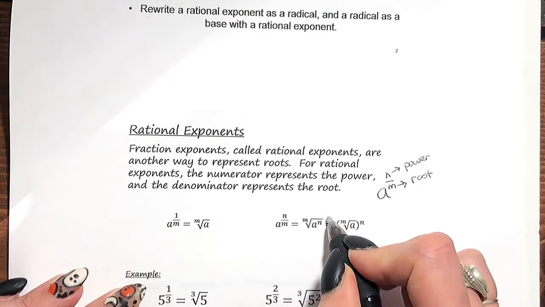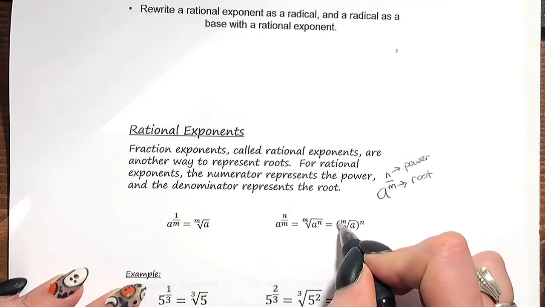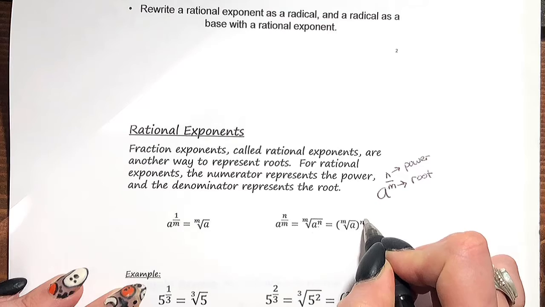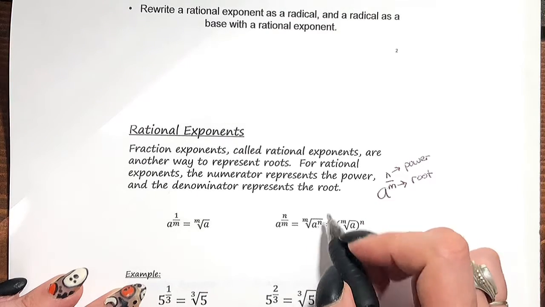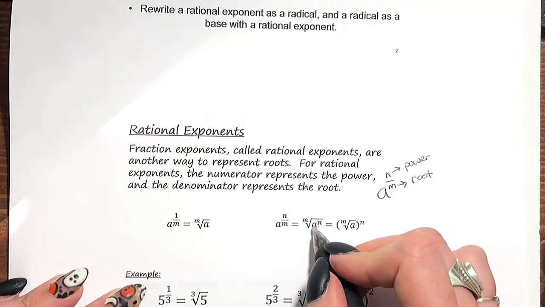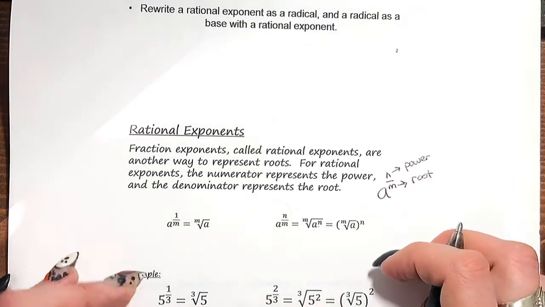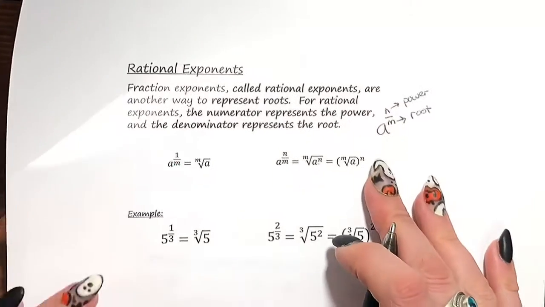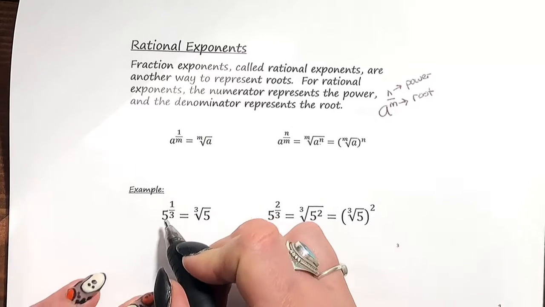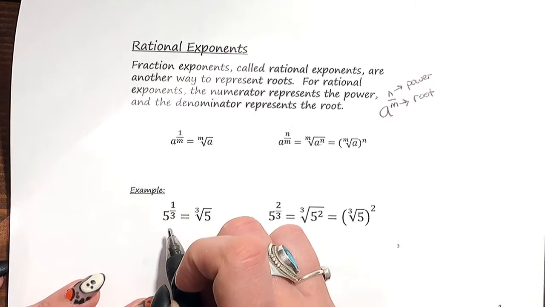You can do the root on the outside with the exponent on the inside, or you can do the root first and then the exponent on the outside. It works either way. Sometimes depending on the numbers you have, it might be better to do this way. Sometimes it'll be easier to do it this way. Just kind of depends on what you are looking at. So let's try just taking some examples where we have some numbers first, so you can see how it works.